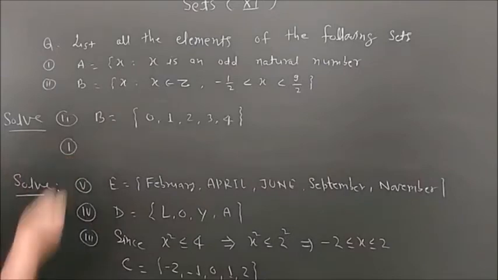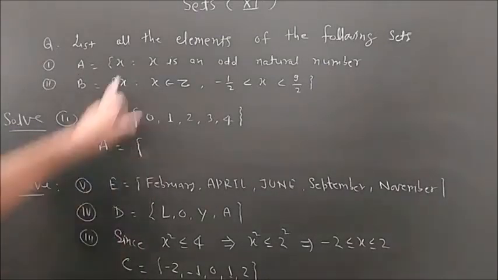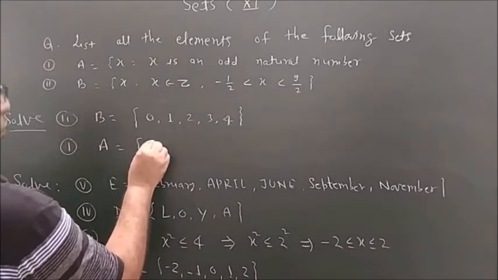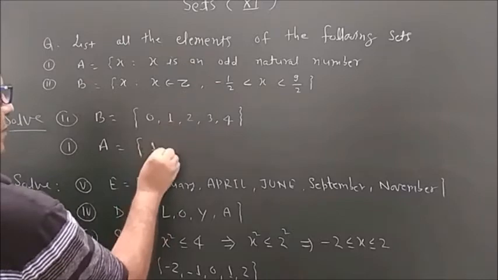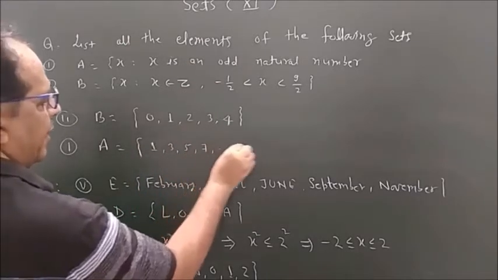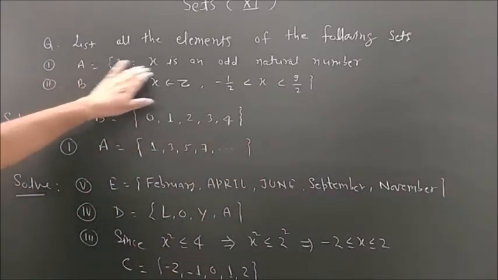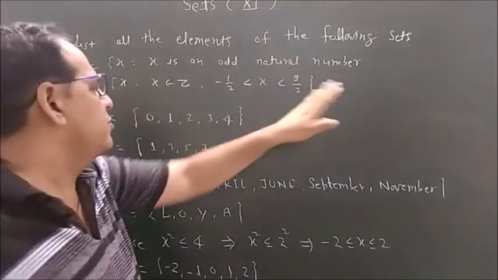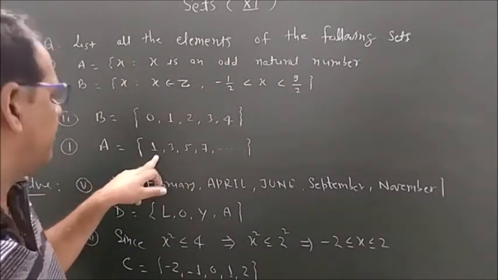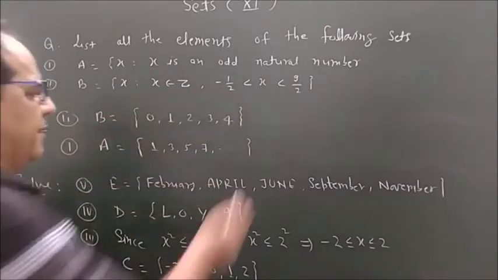Now in part number 1, A equal to x, x is an odd natural number. So odd natural numbers are 1, 3, 5, 7 and so on. So this is the first part of the question. You know well, natural numbers are counting numbers that start with 1, and odd natural numbers are 1, 3, 5, 7.